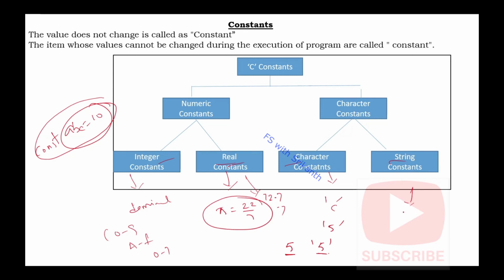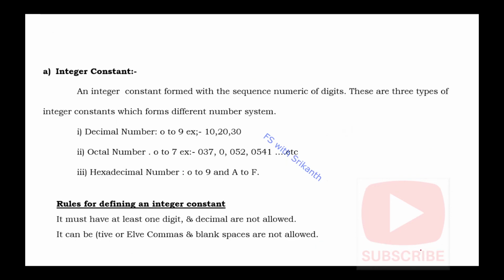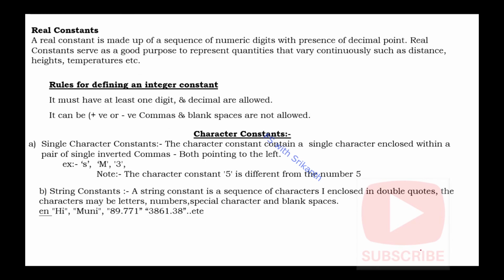Next one, string constant. Suppose when you put double quotes, "hi" is one of the string constants, and "123.123" is also one of the string constants only. This is not a number. Just observe, this is an integer constant, this is a real constant, this is a character constant. Number 5 and character '5' are different. And here, with double quotes, this is a string constant.